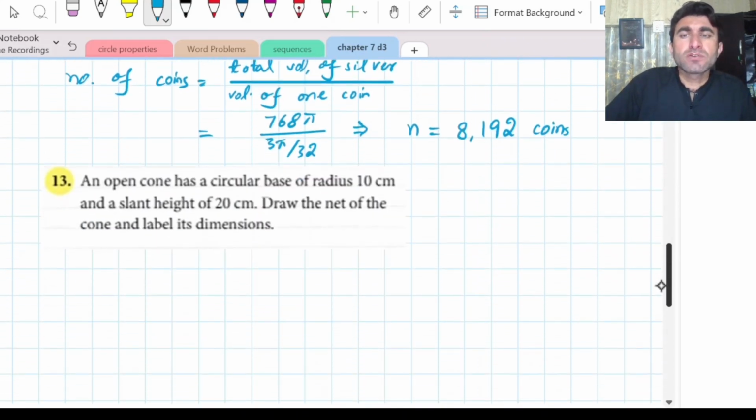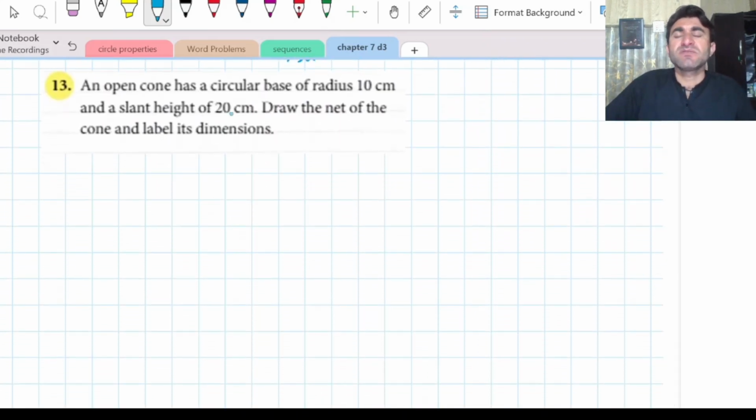Now in question number 13, we are given an open cone with a circular base of radius 10 centimeters. It is an open cone, so there is no base of this cone, and a slant height of 20 centimeters. Draw the net of the cone and label its dimensions. Now first of all, when we say draw the net of the cone, when we open a cone, it actually becomes a sector of a circle.